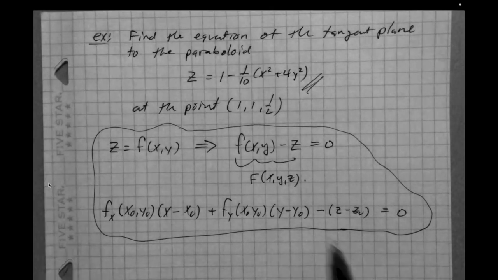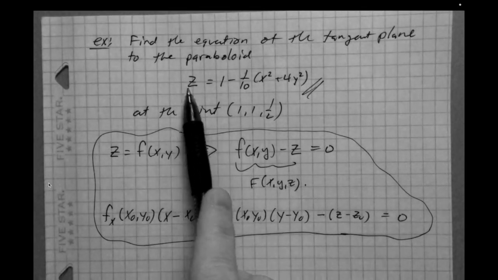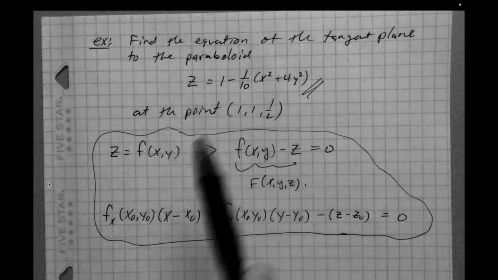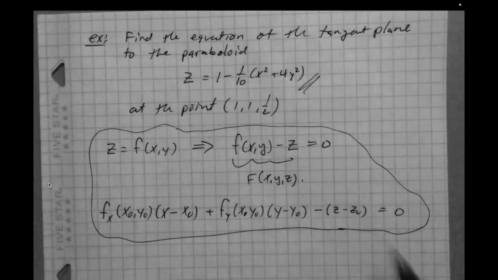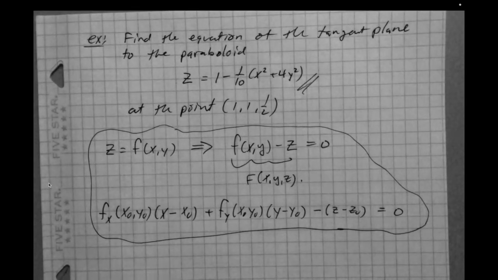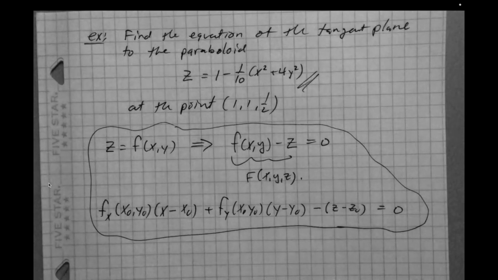You can think to yourself, if I were to find the partial with respect to z, it's obviously going to be just a 1 here. So this is all hopefully pretty intuitive. Okay, but beyond that, it's the same setup.